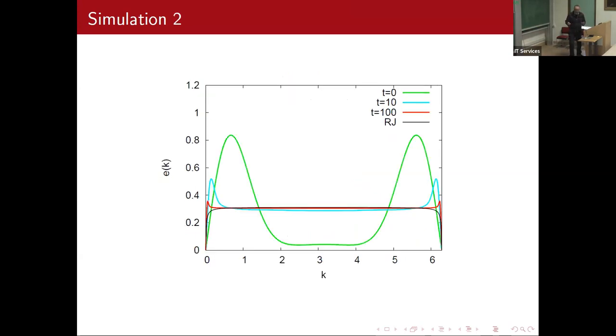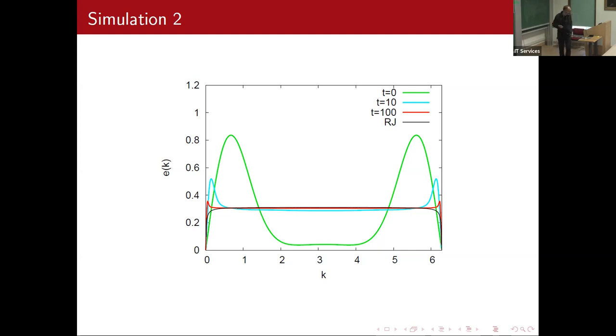This is a second example, which is also relevant. Let's suppose that we start with this symmetric initial condition. The evolution builds an out-of-equilibrium solution with these two peaks here, and it takes a huge amount of time for those peaks to relax to the Rayleigh-Jeans distribution.